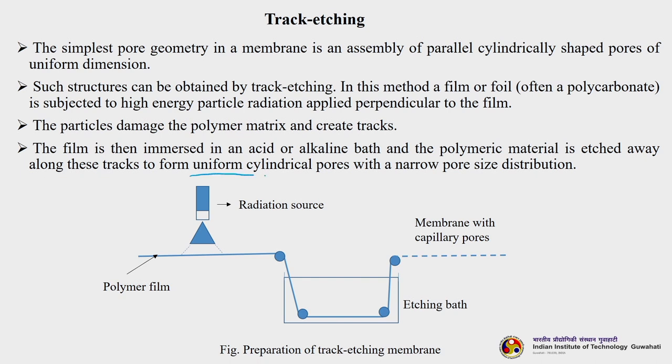So, now that film is subjected to high energy particle radiation, okay, applied perpendicular to the film. So, what is this radiation doing? The radiation is damaging the polymer matrix basically by creating tracks or cracks, whatever you can call them. So, in the earlier slide, what we discussed about stretching, the stretching was done mechanically. Here actually we are not doing stretching, we are creating the same tracks or cracks by radiation. So, the film is then immersed in an acid or alkaline bath, and the polymeric material is etched away along these tracks to form uniform cylindrical pores with a narrow pore size distribution. So, you get very nice uniform cylindrical pores with a narrow pore size distribution.